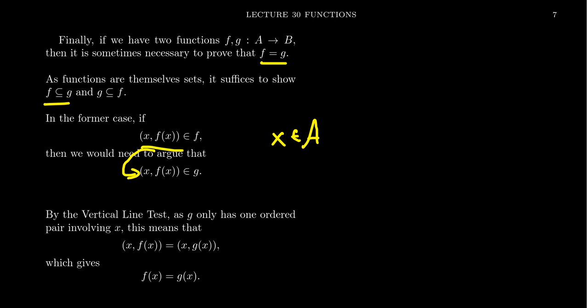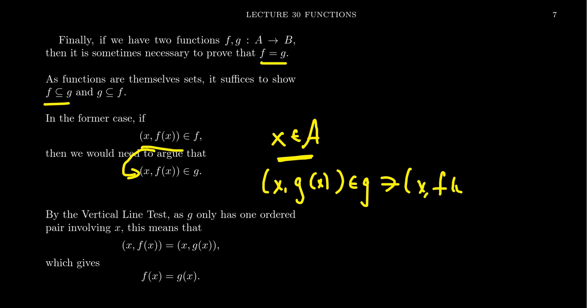Now if x, f of x is inside of G, since x is inside the domain, then there's going to be some ordered pair x, g of x that's inside of there, right? Because by definition of a function, every element of the domain has some assignment, and that assignment is its image, g of x. So I know because g is a function, x, g of x is inside of the set G. But if I also have shown that the element x, f of x is inside of there, by the vertical line test, the only way that you have these two pairs, because they both involve x, is they actually have to be equal to each other.